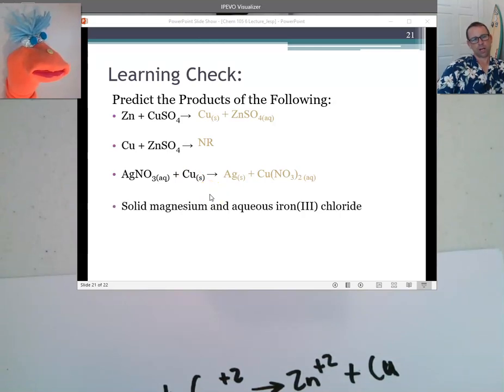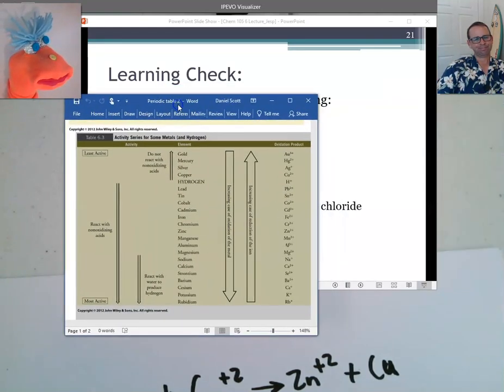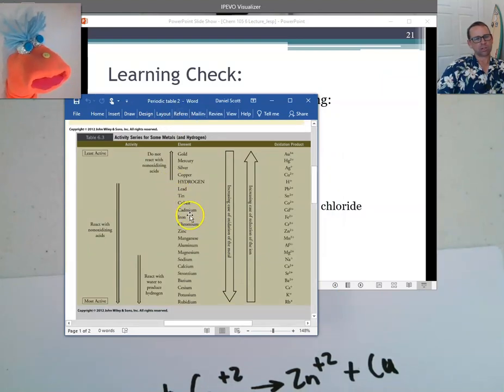Very good. How about this one? Solid magnesium and aqueous iron 3 chloride. I guess it's just written differently. That's right. They're not going to give us the equation. They want us to know about what's going on here. Iron is a +3 charge. Magnesium. Can you show me the iron and the magnesium? Iron is less reactive than magnesium. That's right.